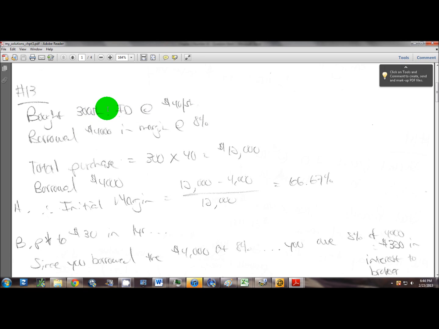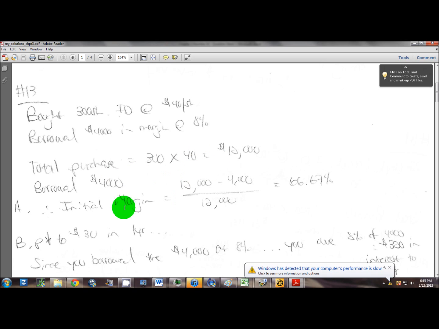And so you're going to buy 300 shares at 40 a share. So it's going to cost you a total of 12 grand, right? Now, of that 12,000, you borrowed 4,000, right? So you might be able to deduce from that that 8,000 of that must have been your own money, right? Whether it be cash, T-bills, or whatever, 8,000 of that was your money.